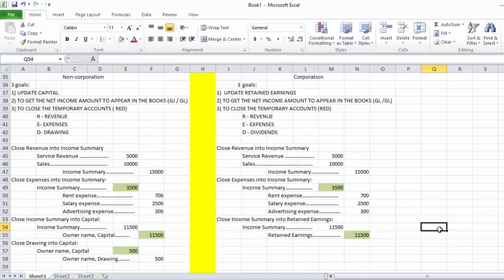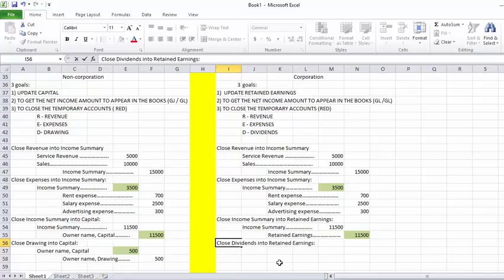Okay, so if you can just remember that, you've got this basically licked, because the first two closing entries, there's no change at all. And then finally, instead of having drawing, we now have dividends. So dividends is replacing drawing in a corporation setting, and retained earnings is replacing capital in a corporation setting when doing closing entries. So we're going to close the dividends into retained earnings.